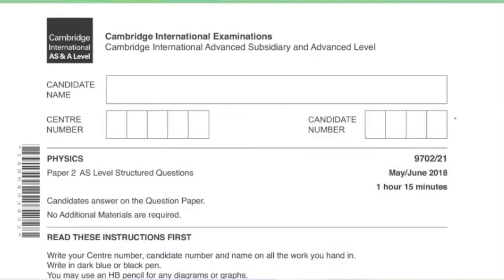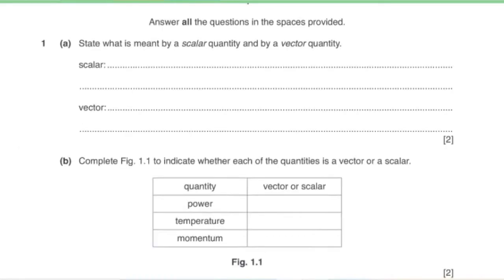Today I'll be solving Physics Paper 2 AS Level Structured Questions 9702 PP2 Variant 1, May June 2018. Question number 1, Part A, state what is meant by a scalar quantity and by a vector quantity. So a scalar quantity has only magnitude, while a vector quantity has both magnitude and direction.